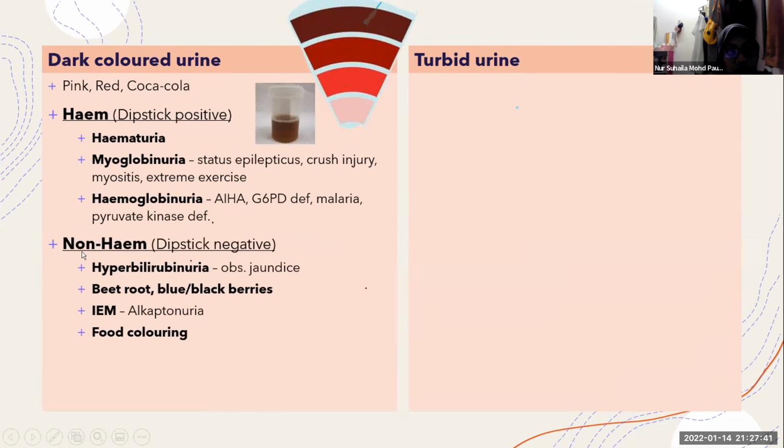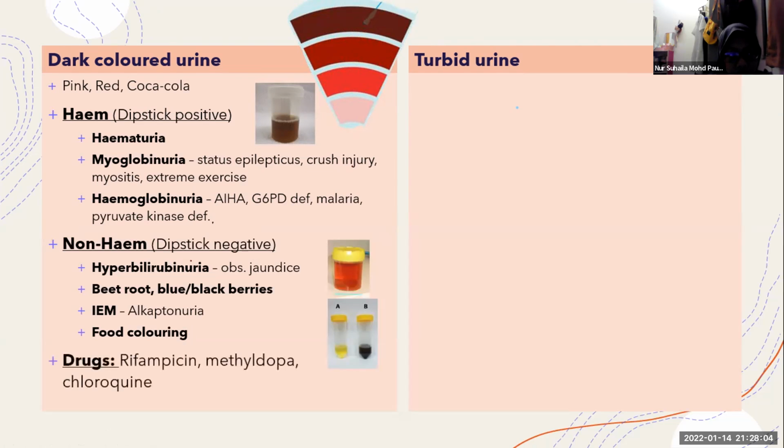in which urine can be dark colored due to hyperbilirubinuria. In obstructive jaundice, it can present with tea colored urine. Also due to ingestion of beetroot, blueberries and blackberries. In inborn errors of metabolism, it can present with black colored standing urine, which is alkaptonuria, and also due to ingestion of certain food coloring. Certain drugs can also cause dark colored urine, such as rifampicin, methyldopa, and chloroquine.